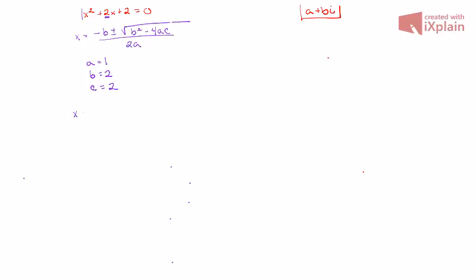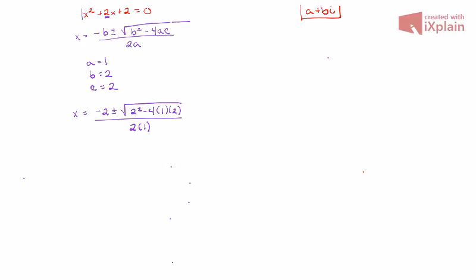So we have x is equal to negative 2 plus or minus the square root of 2 squared minus 4 times 1 times 2, and this is all going to be over 2 times 1. What I would recommend that you do at this point is pause the video and evaluate your work. Once you're done, resume the video and see if your calculations and order of operations match with mine.